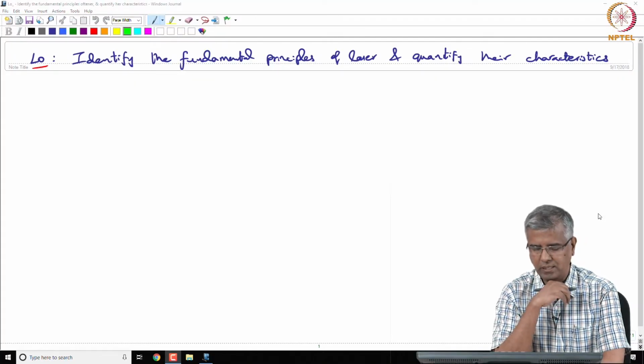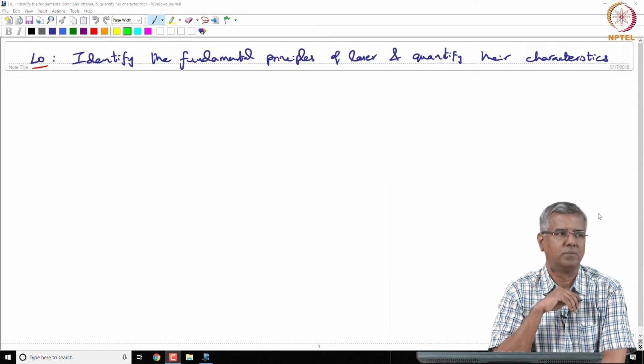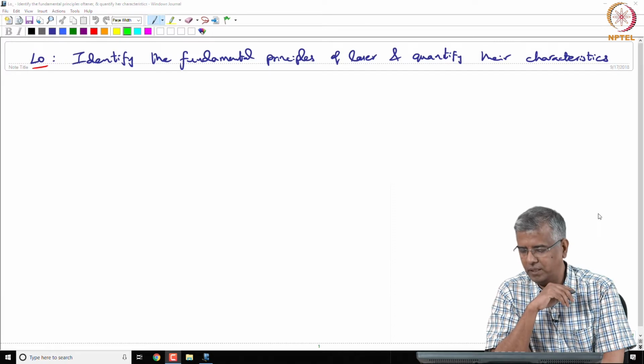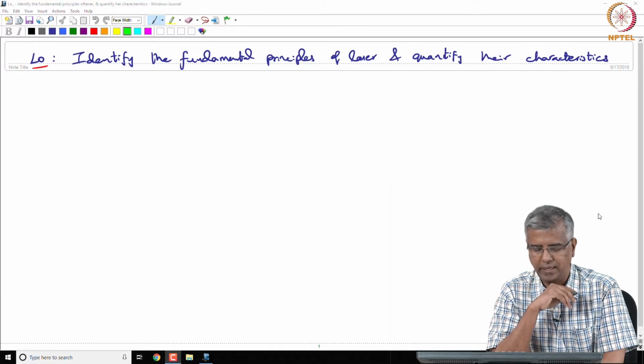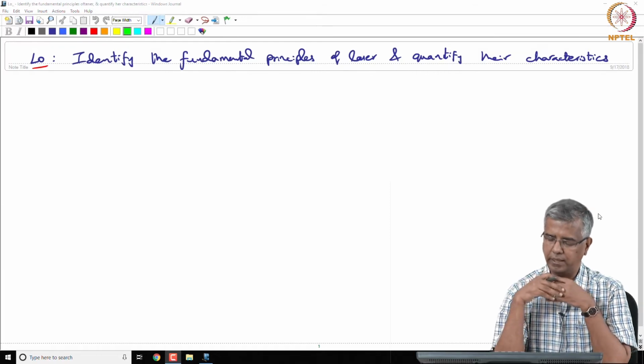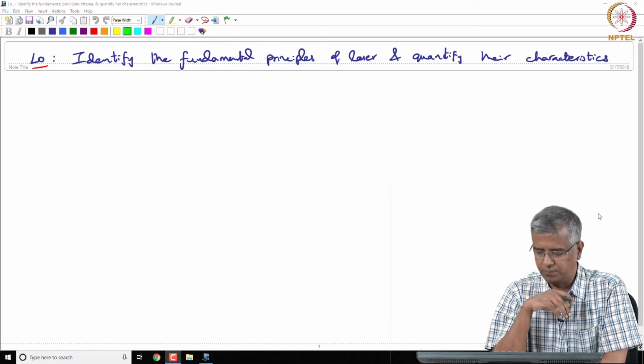So, when we talk about a laser, what are the things that come to our mind? What do we associate a laser with? The properties of the laser, the coherence, right, both in terms of spatial as well as temporal coherence. So that actually leads to high directivity, very narrow spectral width emission, and so on. So, how do we go about building a laser, and then what are the characteristics of the laser is what we will look at now.